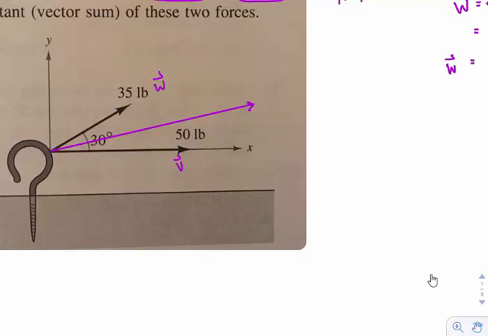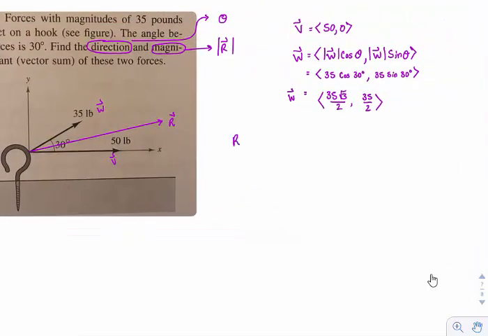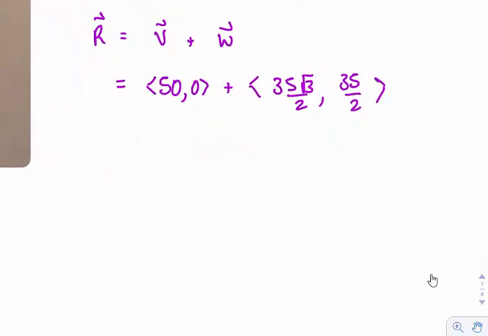I need to find the magnitude and the direction of this vector r right here. Okay, so here we go. The way to find vector r, we are going to add vector v and vector w, which means I'm going to take that 50, 0, and add it to this crazy guy, 35 radical 3 over 2 and 35 over 2. Now, you can put this in terms of i and j. Make sure you're aware; maybe on the next one I'll do that. In other examples I could do that, but here it doesn't matter, as long as you know how to add these up.